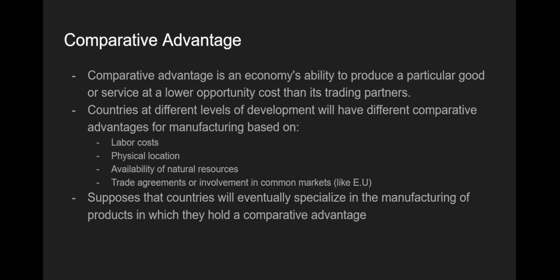One term that I'm going to use, and I want to talk about a little bit beforehand, is the term comparative advantage. This is a macroeconomic term that talks about an individual business, but also individual countries' ability to produce a particular good or service at a lower cost than its competitors or its trading partners. Countries at different levels of development will have different comparative advantages for manufacturing. You might have certain types of manufacturing in less developed countries because of things like labor costs. You might have countries that have advantages based on their physical location, or the availability of certain natural resources in terms of producing a good.